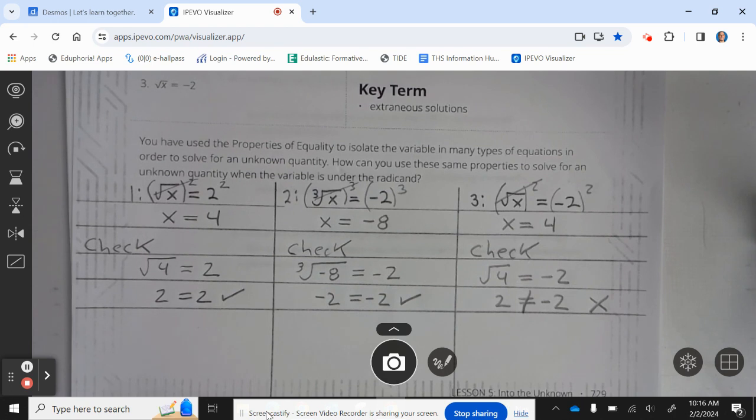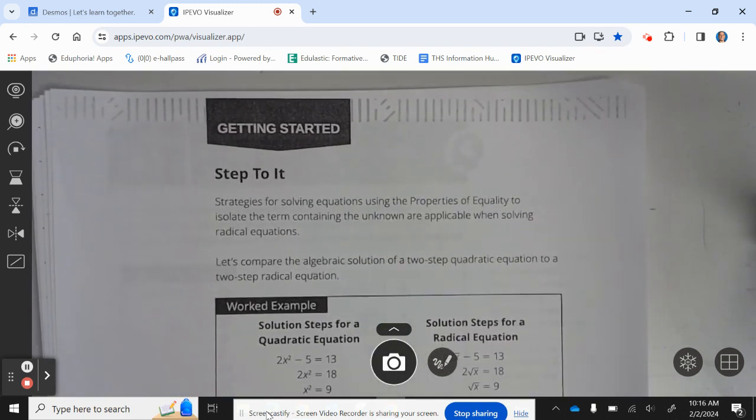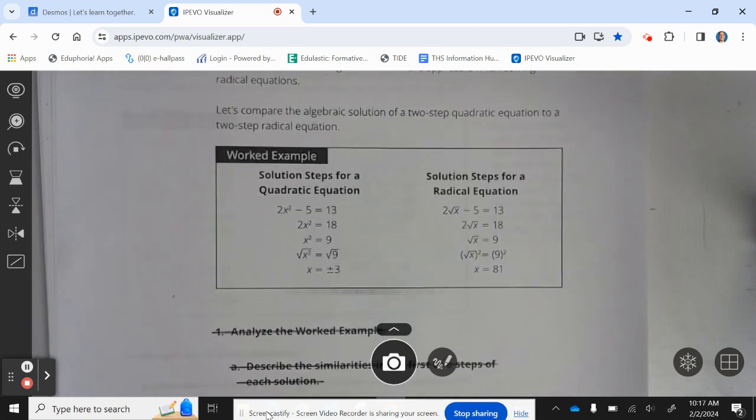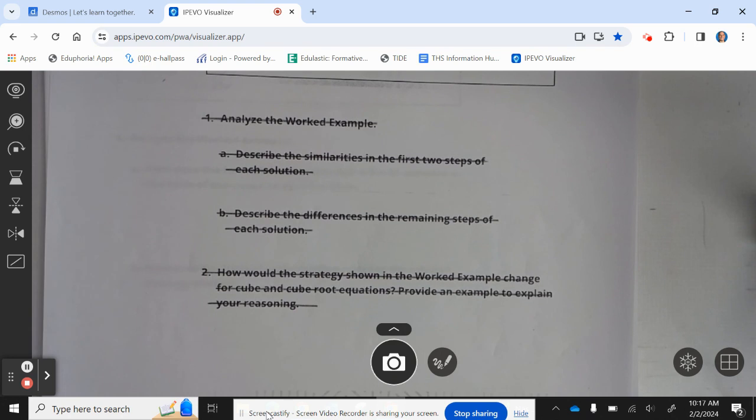All right, let's take a look at the next page. Getting started. Step to it. Strategies for solving equations using the properties of equality to isolate the terms containing the unknown are applicable when solving radical equations. Let's compare the algebraic solution of a two-step quadratic equation to a two-step radical equation. All right, go ahead and look over the worked example. All right, go ahead and mark those out.